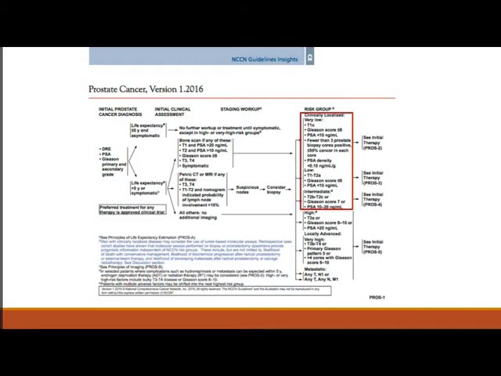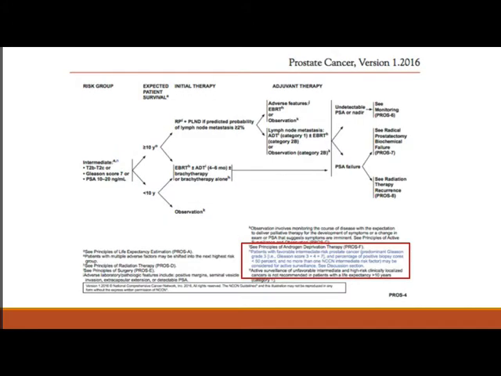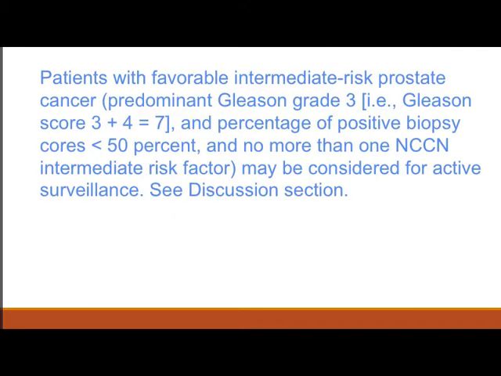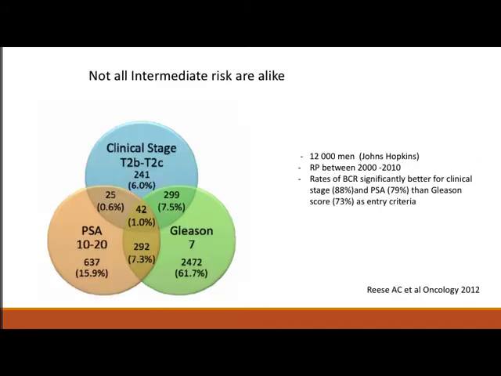But the intermediate is more controversial, and if you look at the small print, and I'll just blow it up for you, this has now appeared in the NCCN guidelines: patients with favourable intermediate risk prostate cancer may be considered for active surveillance. See discussion section. So we'll expand on that, and I'll talk about what favourable intermediate risk means in more detail. So where is this coming from?